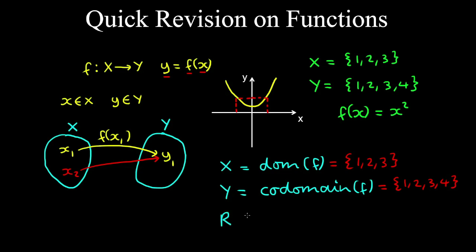And the range is the subset of the codomain that consists of all images of points in the domain. So effectively, the range is the actual values that these x values are mapped to according to the rule that's given. So in this case, the range of f is the set with elements 1 and 4. So the square of 1 is 1, the square of 2 is 4, and the square of 3 is 9, which is not inside this set.